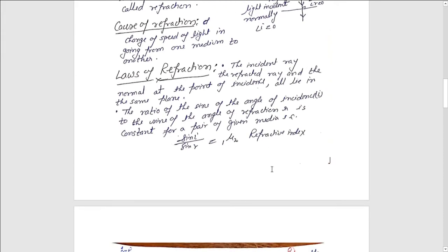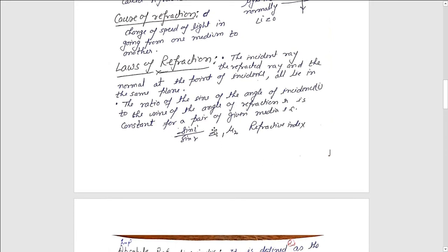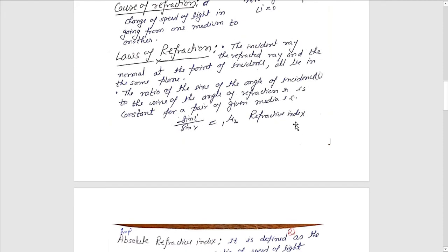So if you are asked simply to define refractive index for two transparent media, you can say that refractive index can be defined as the ratio of sine of angle of incidence to the sine of angle of refraction. Does refractive index have any unit? No. Why? Because it is a ratio.